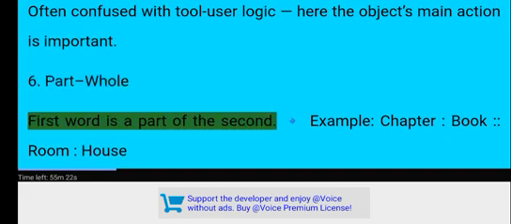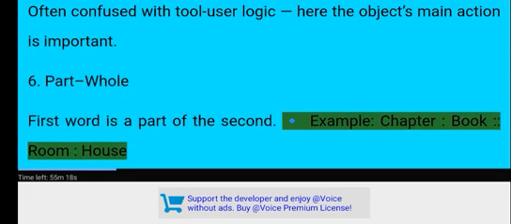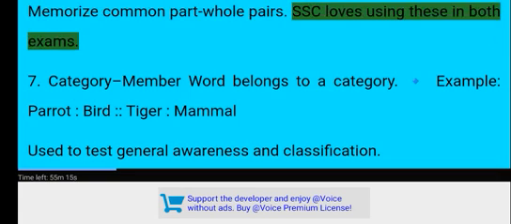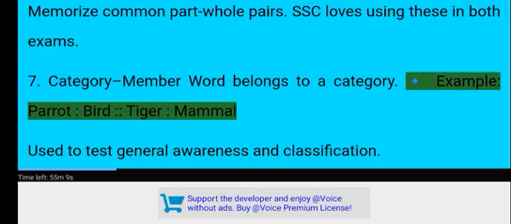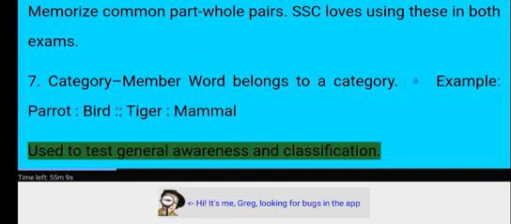6. Part and whole. The first word is a part of the second. Example: chapter, book; room, house. Memorize common part-whole pairs. SSC loves using these in both exams. 7. Category member. The word belongs to a category. Example: parrot, bird; tiger, mammal. Used to test general awareness and classification.